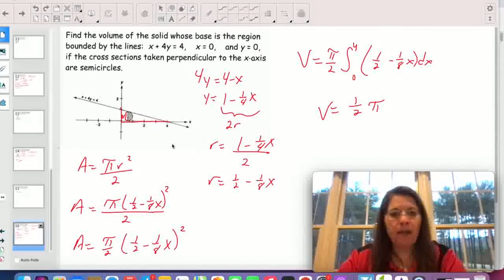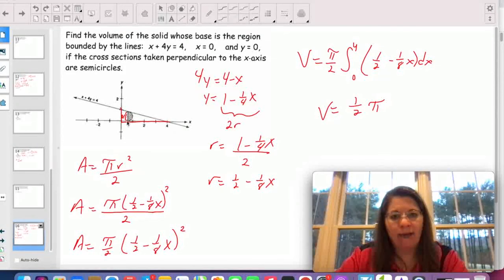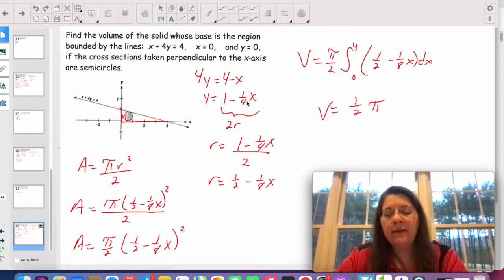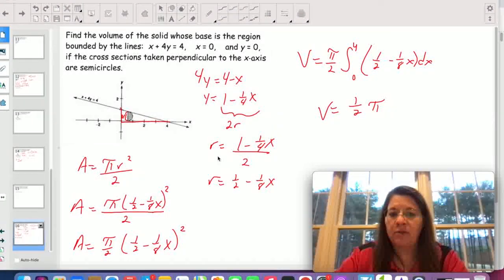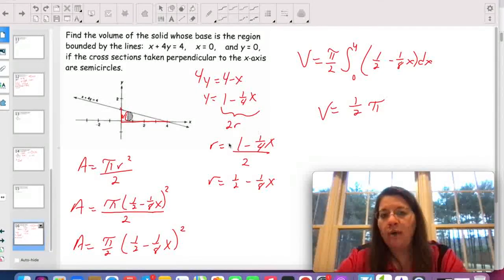Okay, here I've got the answer for you. So the radius is half of this y value. So if you get y by itself, you end up with 1 minus 1/4 x. That's the diameter, or 2r. So the radius of that semicircle is going to be this divided by 2. So if I divide 1 minus 1/4 x by 2, I get 1/2 minus 1/8 x. That is my radius of the function.